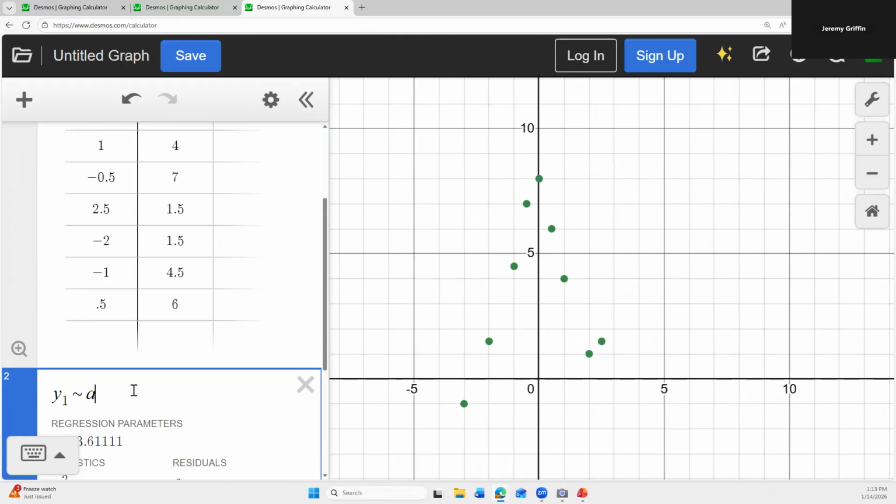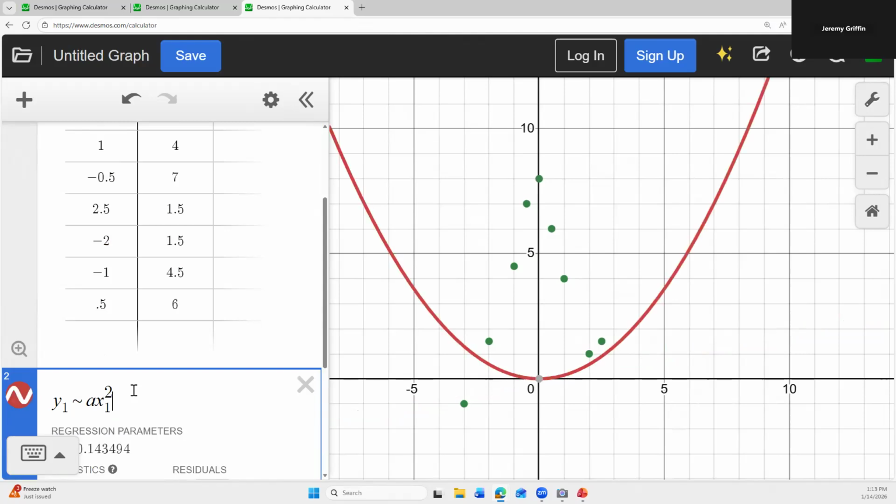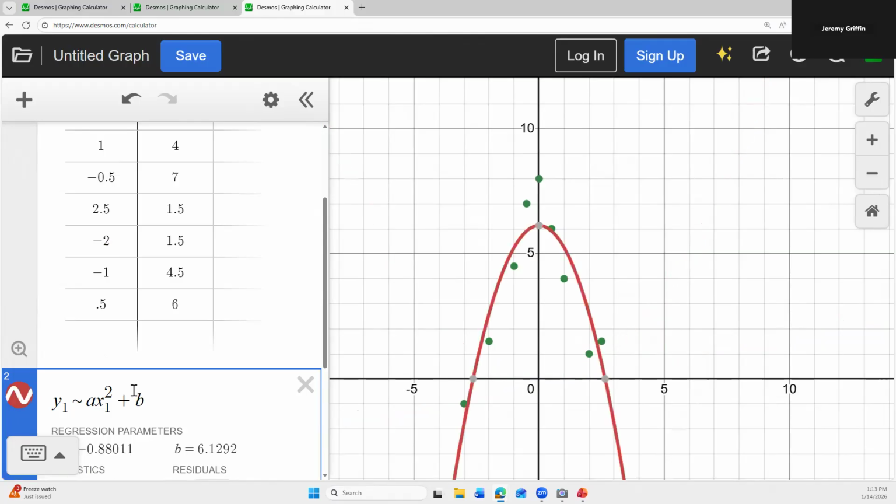I could do a x_1 and then right arrow key squared. Now, if I assume that this is centered on the y-axis, I can just say plus b, bam. Yeah, that's a pretty good fit right there. In fact, that might be plenty sufficient.